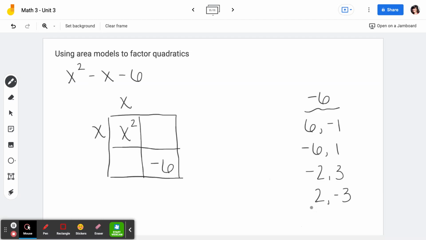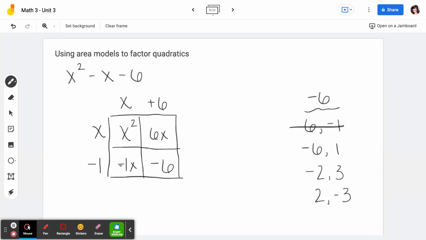So we're going to try these out until we get one that works, where this diagonal's sum gives us negative x. So first, let's just try 6. So this would be positive 6 and negative 1. So this box here is the product of 6 and x. That's 6x. This box here is the product of negative 1 and x. That's negative 1x. If I add 6 and negative 1, I am not going to get negative x. So I know that that one's not correct.